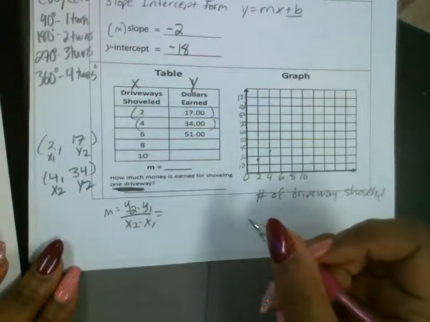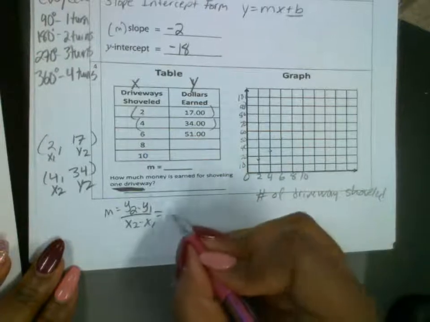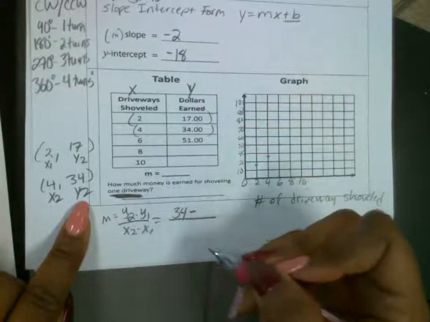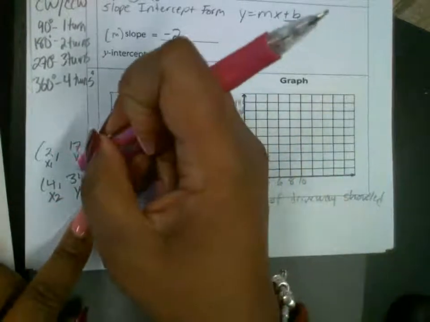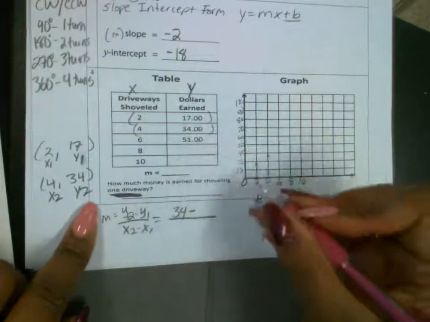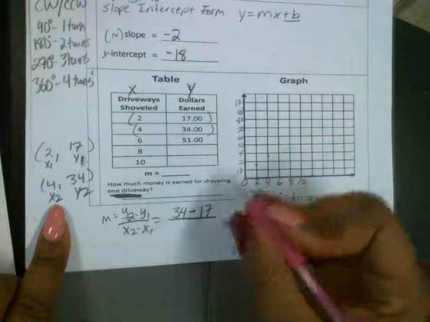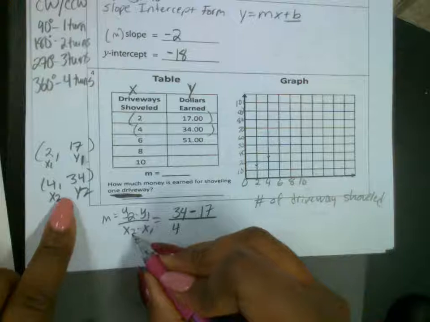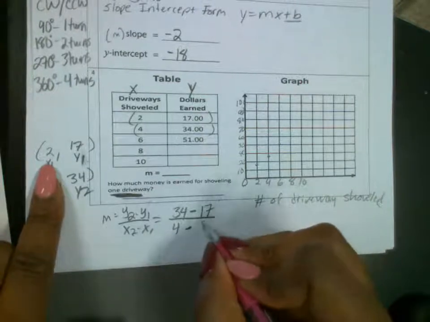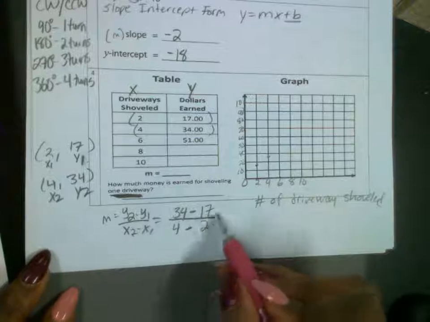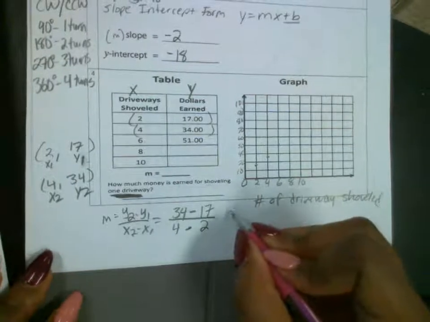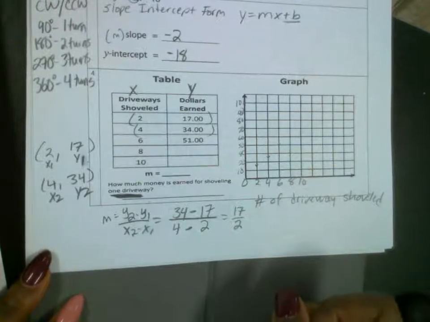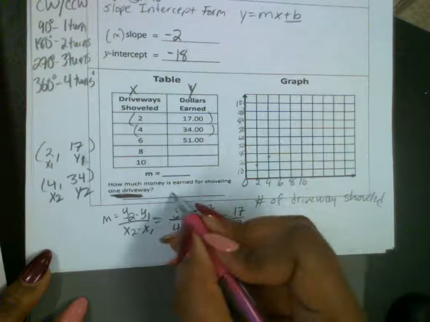Okay? And so I'm gonna substitute my Y2, which is 34, minus my Y1. I did that again. What is wrong with me? This is 17. Sorry, y'all. My x2 is 4. Minus is part of the formula. X1 is 2. Okay, so when I subtract here, I get 17 on the top and I get 2 on the bottom. Okay. So then when I divide, that's going to be my answer for slope.